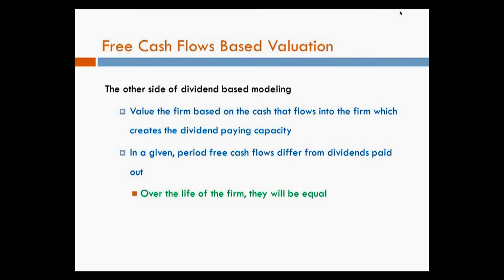So this is the other side of the dividend-based model. This says you're going to value the firm based on cash flows that are coming into the firm, or flows into the firm, which creates the possibility of paying dividends. In any given period, they'll differ from your actual dividends because you could retain some of them. But at the end, when the company shuts down forever, it should be equal if you do things right.